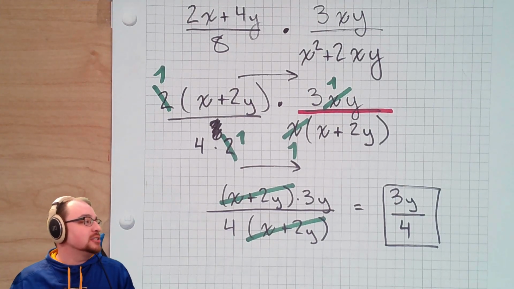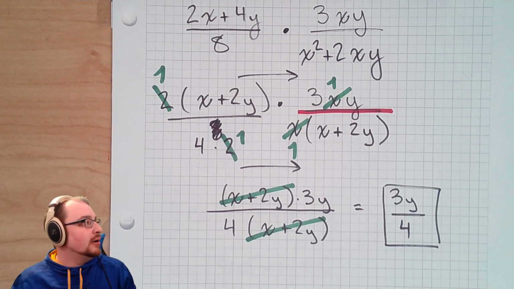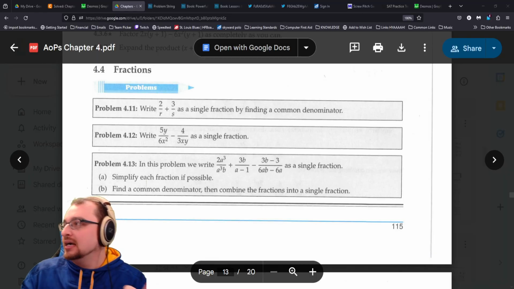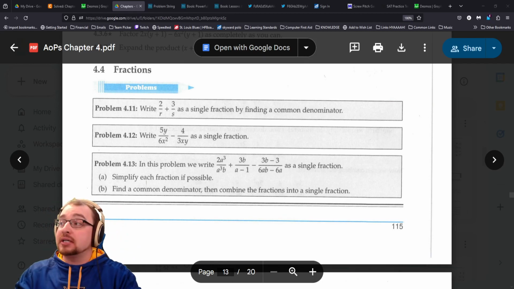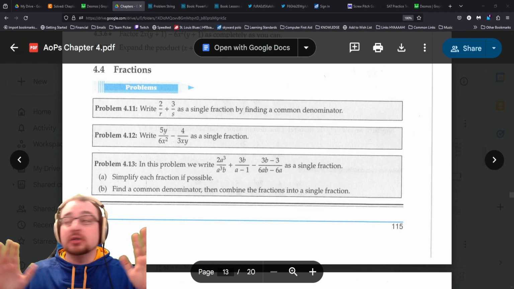Now, let's move on to something else. We're going to take a look at section 4.4 now, entitled Fractions. I'll show you what I'm looking at right now on my screen. This is it, right? It's on page 115 if you want to follow along. There are books on Google Classroom now. It's the first thing under classwork. So you could look at that.